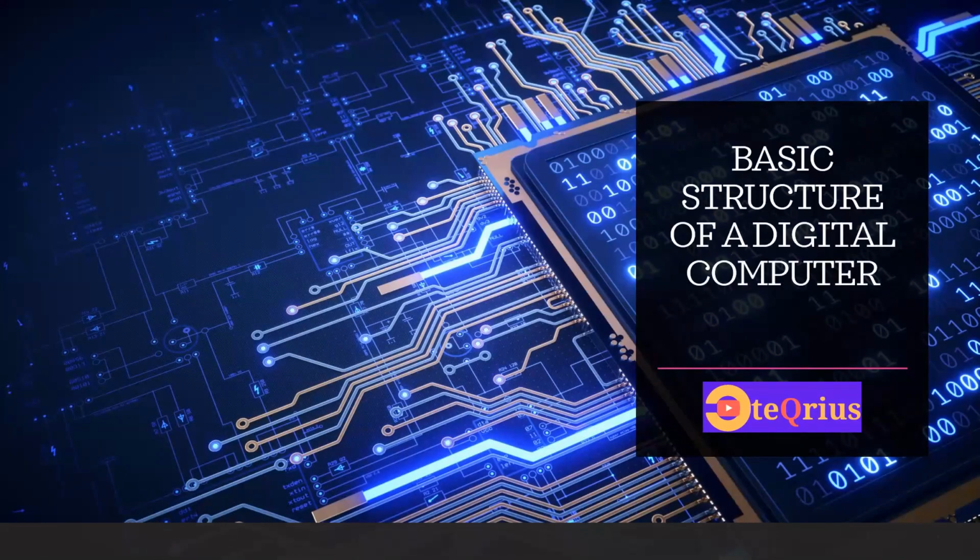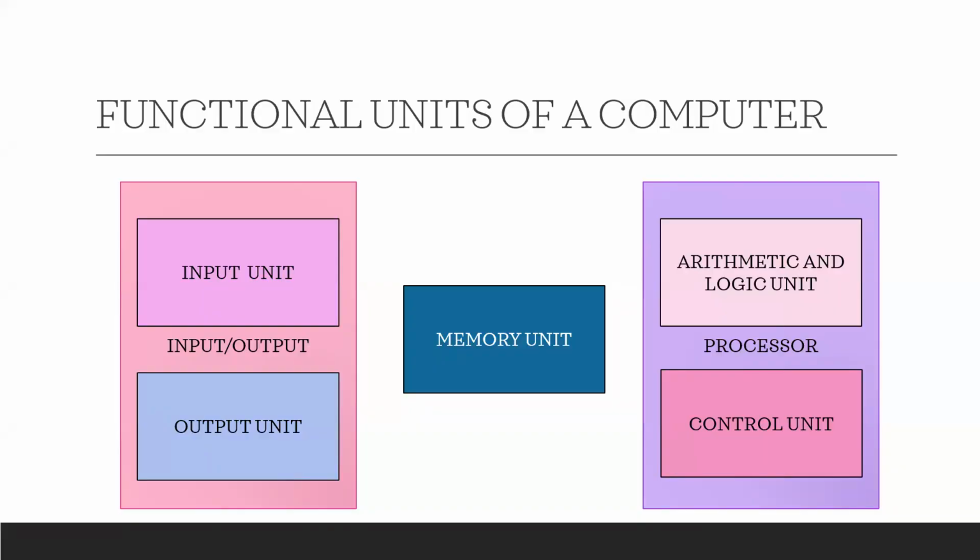Today I am going to discuss the basic structure of a digital computer. Let us discuss the functional units of a computer. A computer consists of an input-output unit, memory unit, and processor unit.